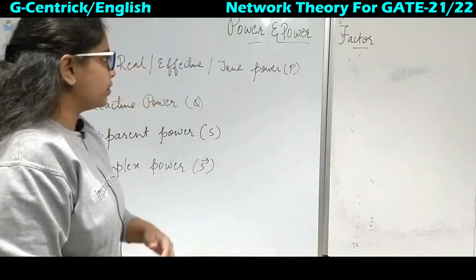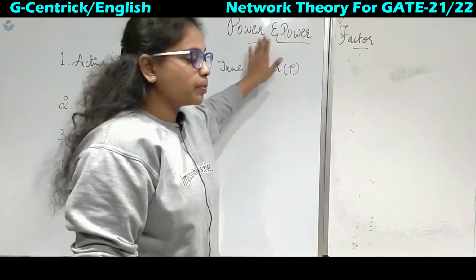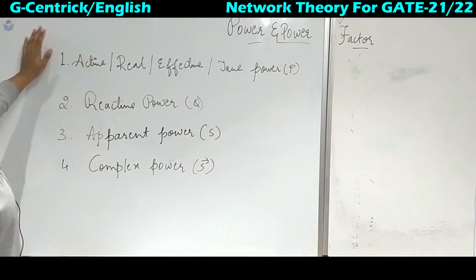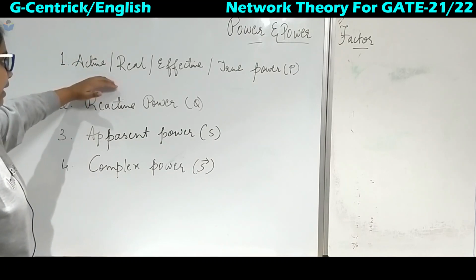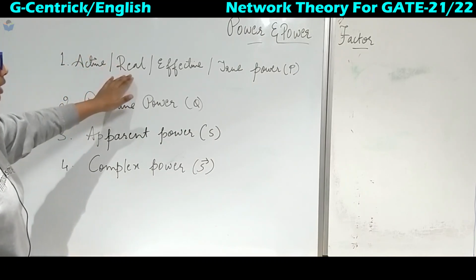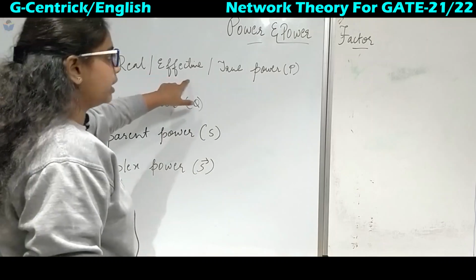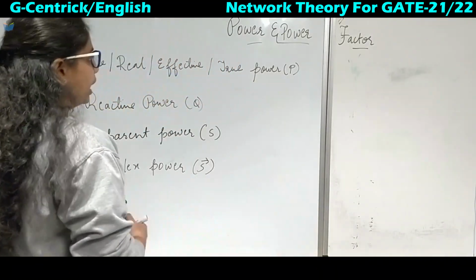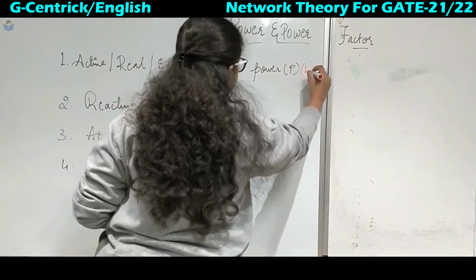So in this lecture we will move on to the next topic, that is power and power factor. Okay, so we have got four types of power. One is active power, which can be called by three other names, that is real power, effective power and true power, which is denoted by P and its unit is watts.